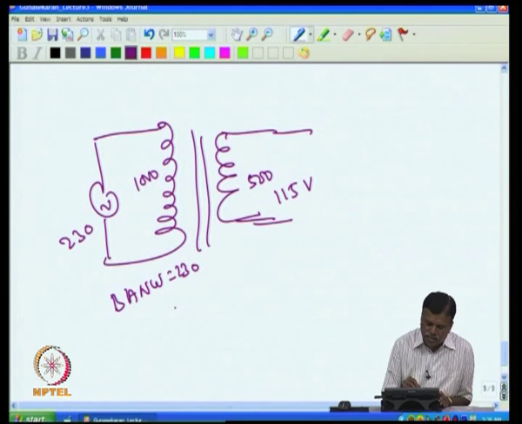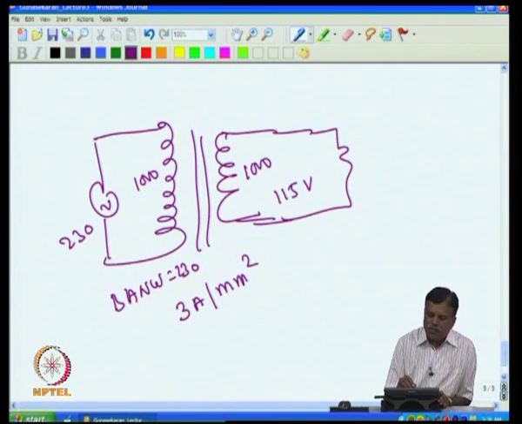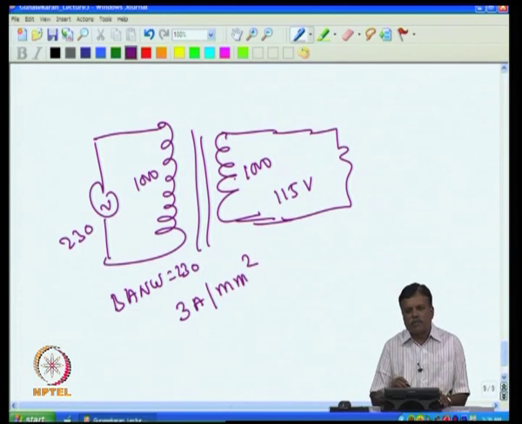The thickness of the wire is decided by taking 3 ampere per mm square. That means I should estimate what the primary current and the secondary current are. If, for example, in the previous example we arrived at 1 ampere primary current, then I need 0.33 mm square of wire. In the secondary also, in our earlier case we have taken 1010. In that case, if a 1 ampere load is there, then here also 1 ampere, so here also we need 0.3 mm square. That is how the number of turns are selected.